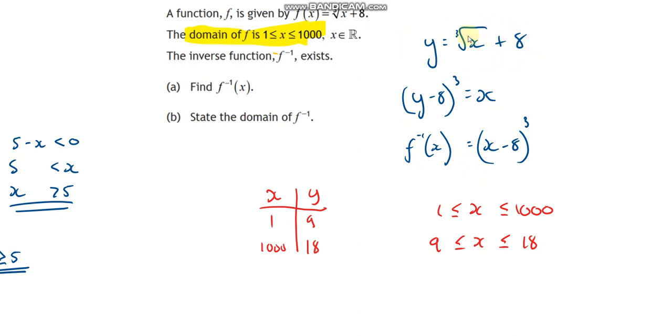Thinking about what's going into it. So 1 up to 1,000, and then what's coming out, well, between 9 and 80. So that means that if I was to put in 9 in here, 9 take away 8 is 1, 1 cubed, yeah, we're going back to our 1. 18 take away 8 is 10, 10 cubed takes you back to 1,000.